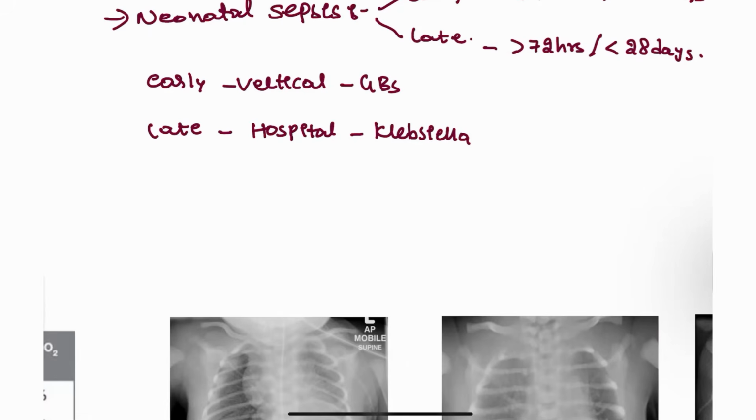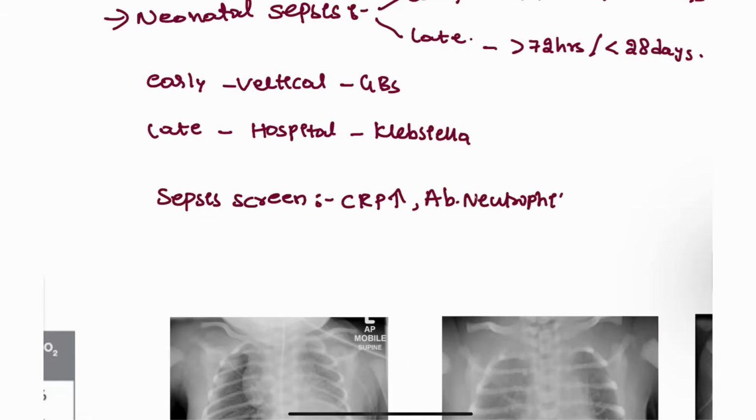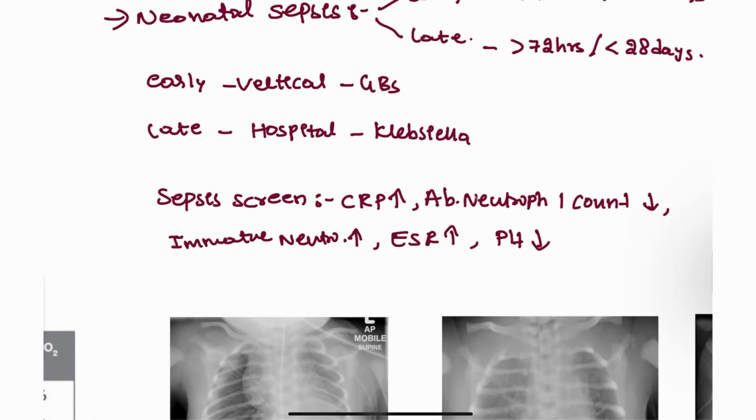And what are the things that you have to do? A sepsis screen should be done. On the sepsis screen, you are going to see CRP elevated and absolute neutrophil count decreased. Okay, this count will be decreased. Immature neutrophils will be raised, and ESR is raised, and sometimes platelets are also decreased in this patient.